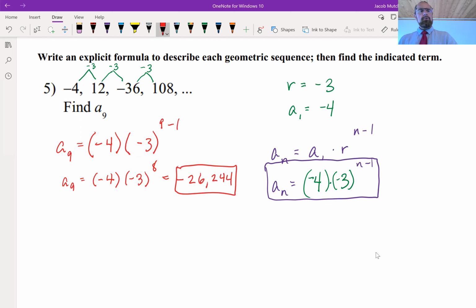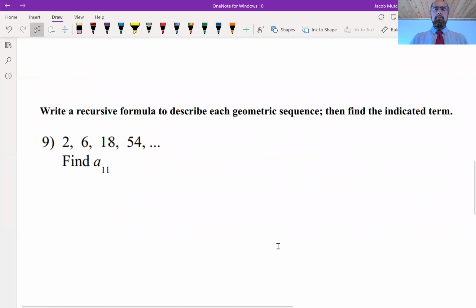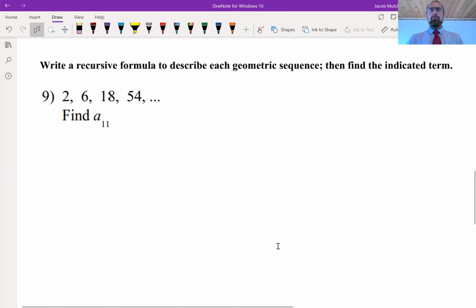So those two examples asked us to write an explicit formula. The next two ask us to record a recursive formula. So recall from our work with arithmetic sequences, a recursive formula defines each term according to the term that comes before it. That's what recursive means. It means going back to determine your present value. I need the two essential things still. I need my growth rate, and I also need to state what my first term is.